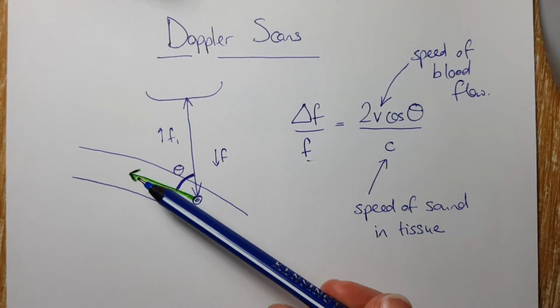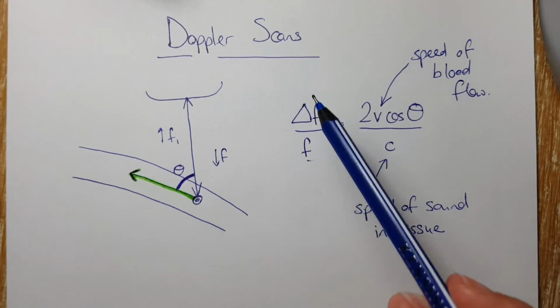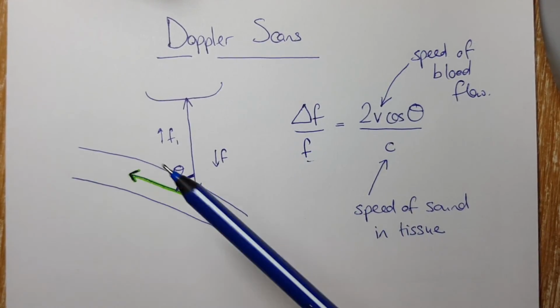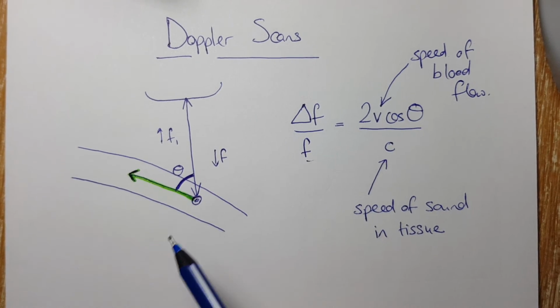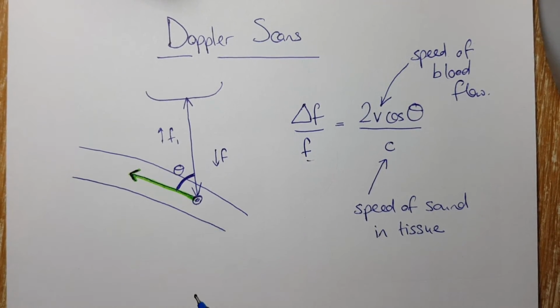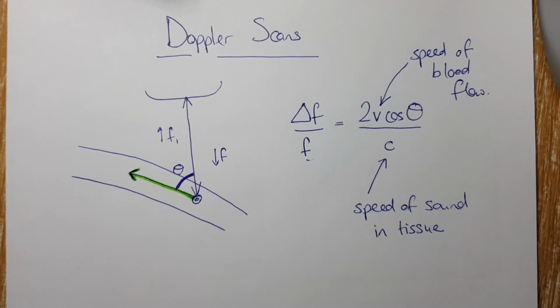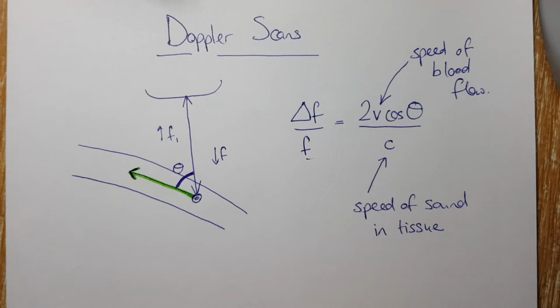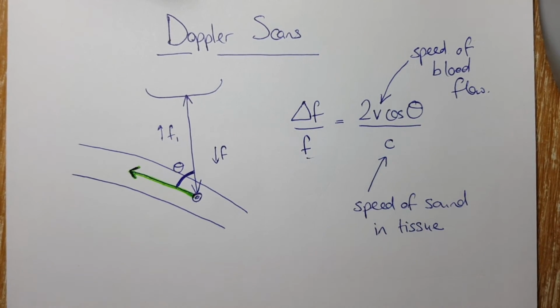And notice, if it's going one way, you're going to get a positive change, and if it's going the other way, you're going to get a negative change. So you're going to be able to tell not only how quickly, but also what direction the blood is flowing. And incredibly, computers can take this information and they can make real-time images of the blood flowing around the body of an unborn baby still in its mother's womb, which I just find mind-blowing. It's amazing.